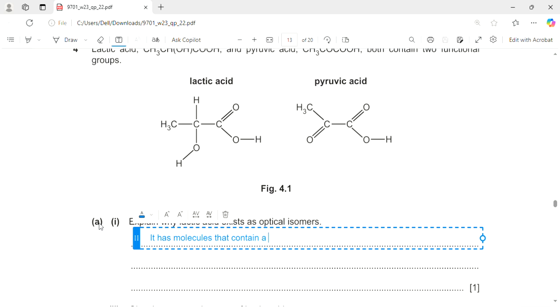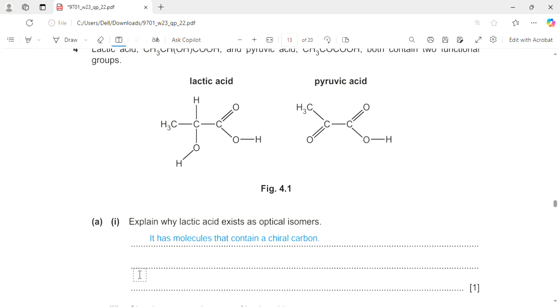You know very well, a chiral carbon is a carbon which contains four different groups. Okay, chiral carbon. So this would be the answer. I think it's enough, because the chiral carbon gives non-superimposable mirror images. But I think it's enough for the answer. Okay, so move to the next part.